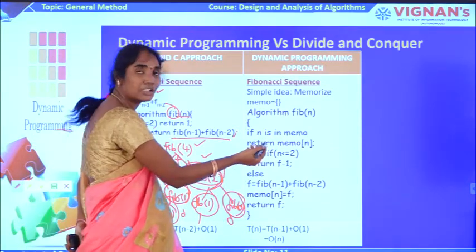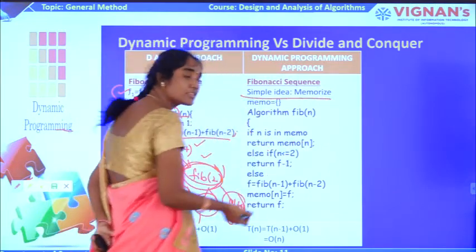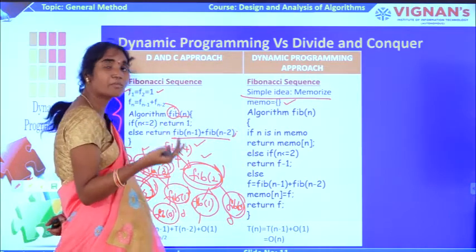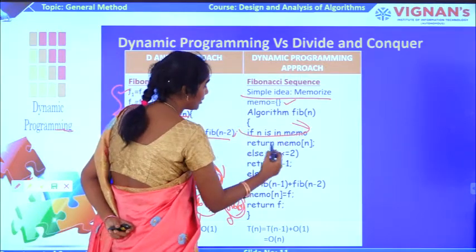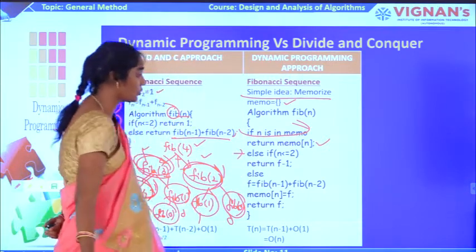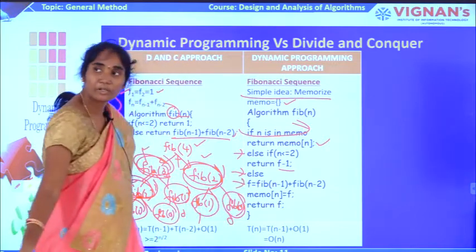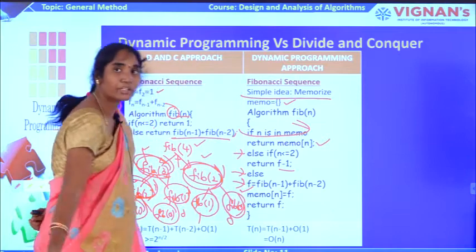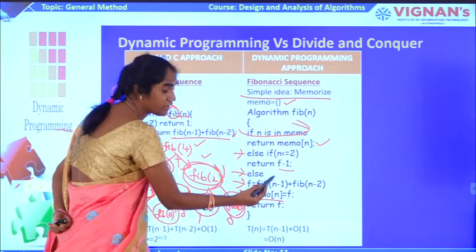So if you have seen clearly, here I am showing you the dynamic programming Fibonacci series. Here the simple idea is memoization. So memo is equal to empty. Here I am taking the memoization table as empty initially. If n is in the memo, then simply return memo of n. Else if n is less than or equal to 2, return f equals 1. Else I am having the same logic, fib of n minus 1 plus fib of n minus 2. Finally, I am storing the value in the memoization table, and I am returning f.